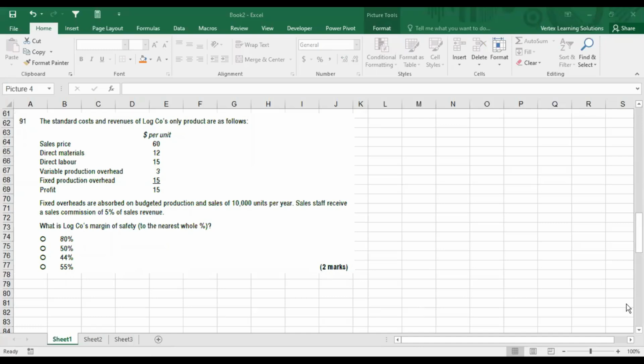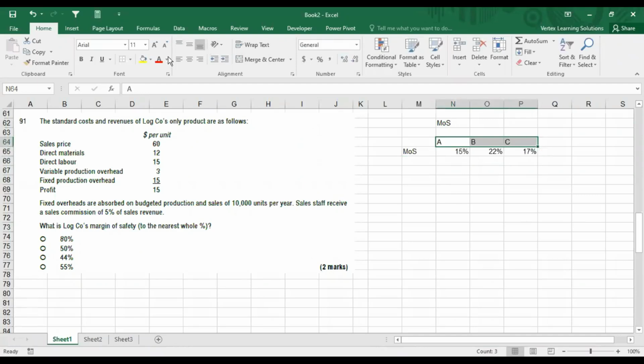Let's first discuss margin of safety. We call it MOS, okay? So you have product A, product B, and product C. And here you've got margin of safety, which is given here as 15%. Here it is 22%. Here it is 17%. So what does it tell me? Which product should I choose, which product should I make? What is the message from this data? Who can tell me?